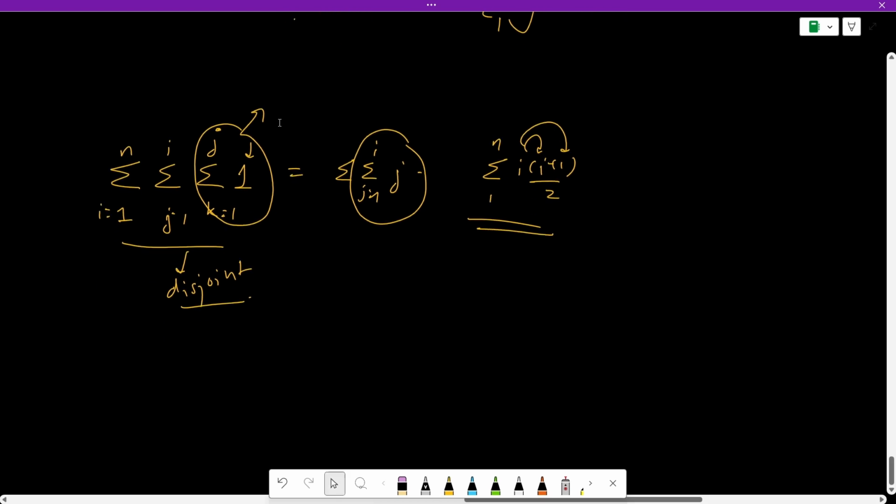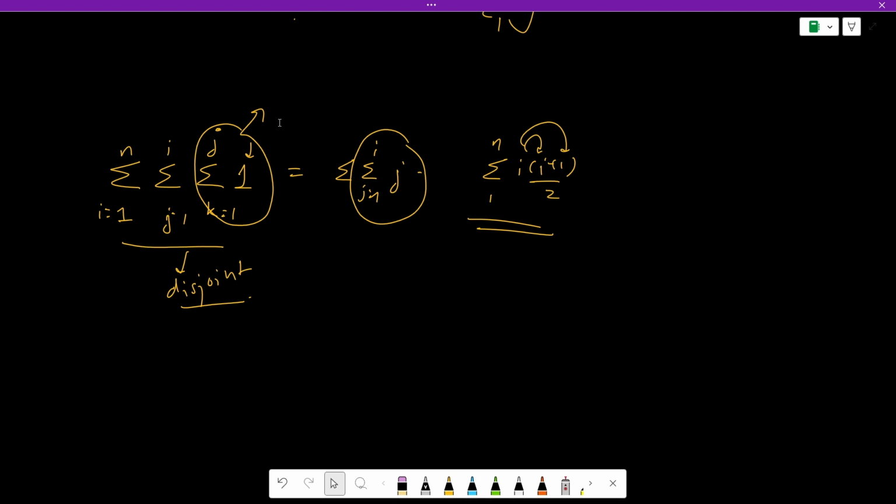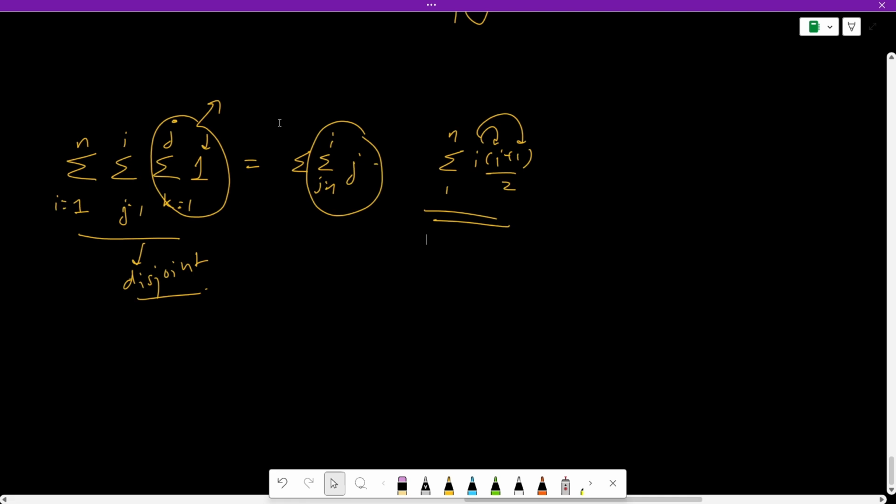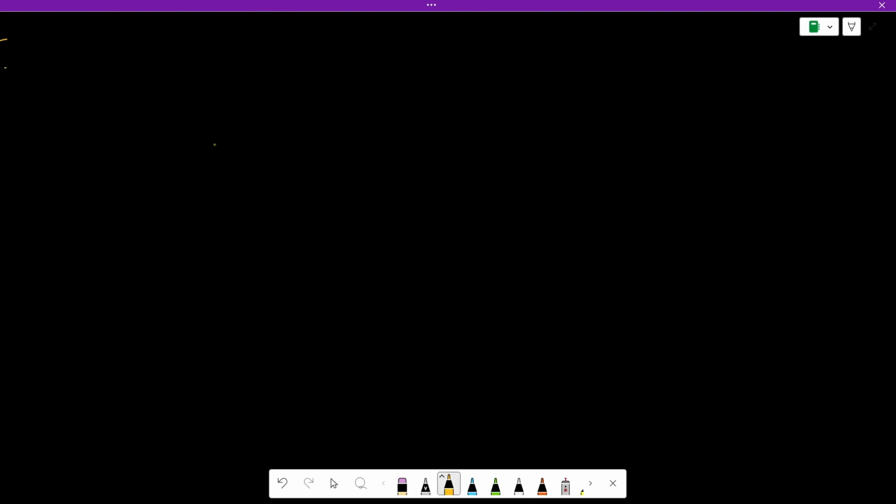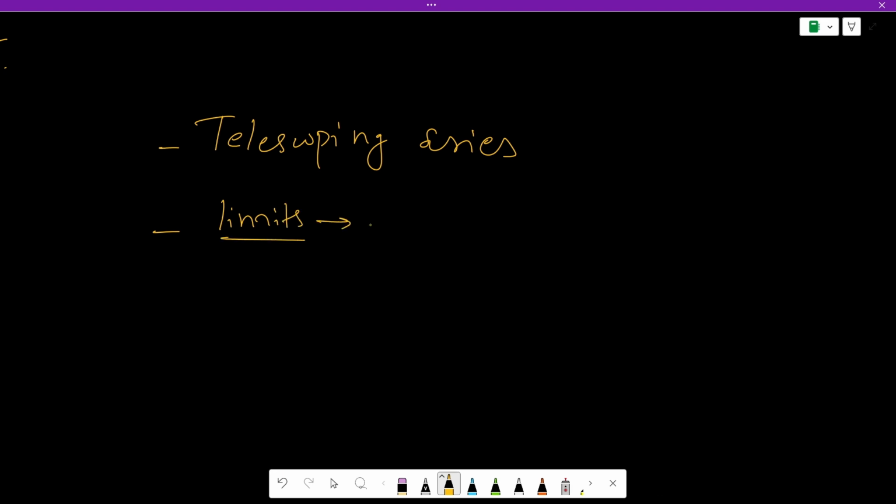So I hope you understood how to solve these multiple summations and double sigma. In the next video we will learn how to solve telescoping series and how to solve questions which have limits in them, which can be reduced to integrations. And in the last video we will see some miscellaneous questions where we will use different concepts from all parts of maths to solve those series.